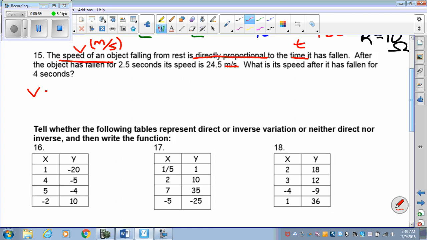Directly proportional means they're both on top. I have some constant and then I have time. That's direct proportion. If it's falling for a longer amount of time, then it's going to be going faster. And that's why it hurts so much if you fall from a high place, because you're going faster and faster and faster.